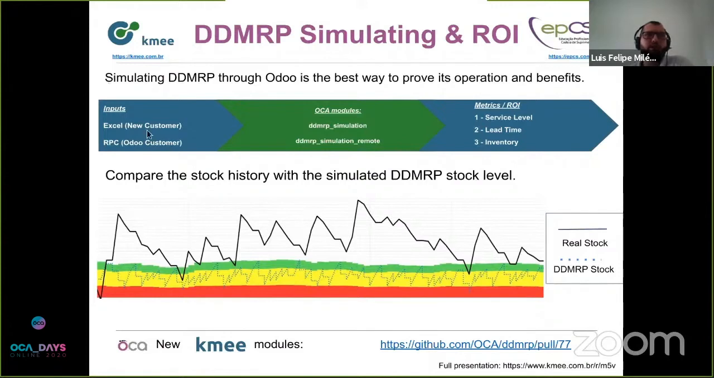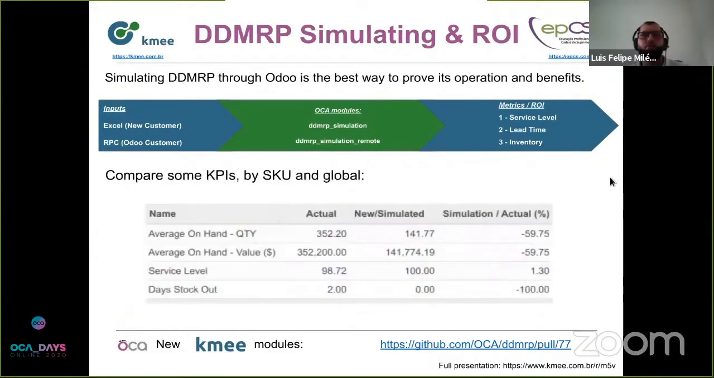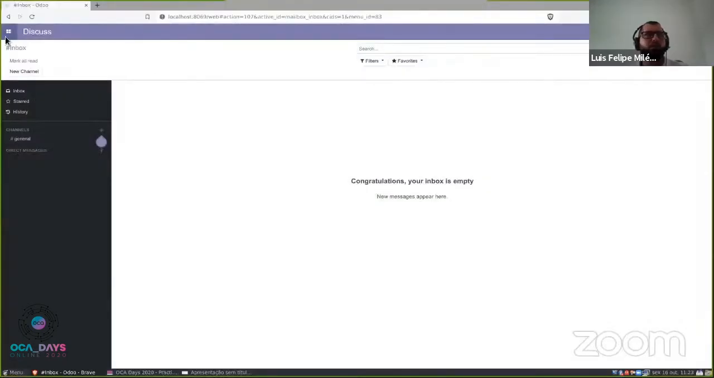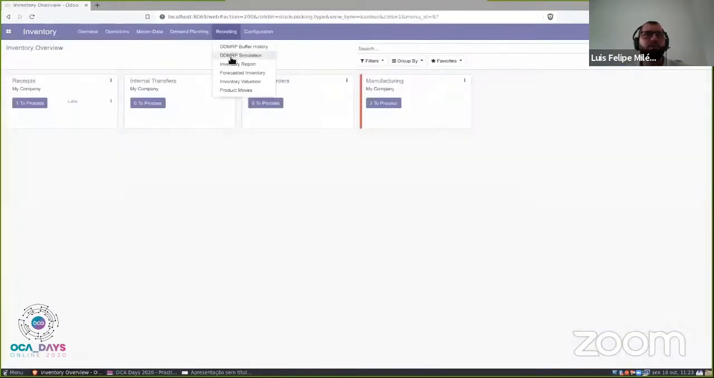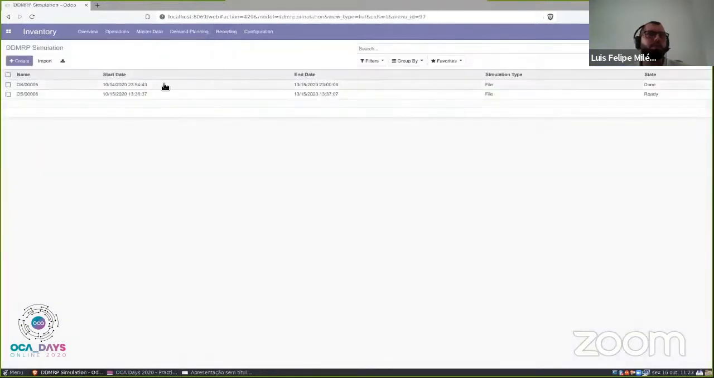We can use Excel as the input or a remote procedure call. Then you have some metrics that I will show to you. Coming back here to Odoo, we go to inventory, reporting, DDMRP simulation. Let me show one here.